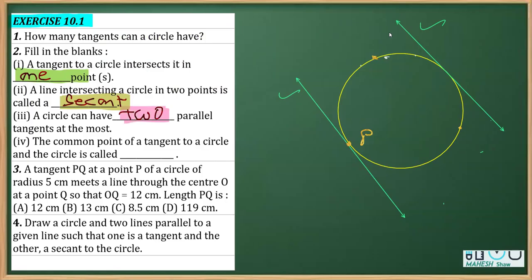As for the next part, the third part, it says the common point of a tangent to a circle. Yeah, that's called point of contact. Like this is a point of contact. This point is called the point of contact.